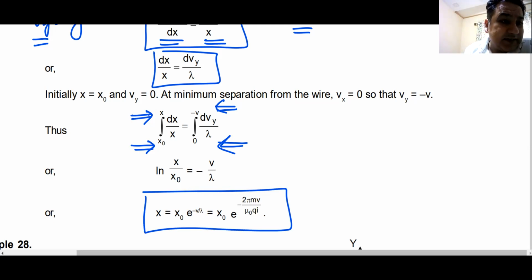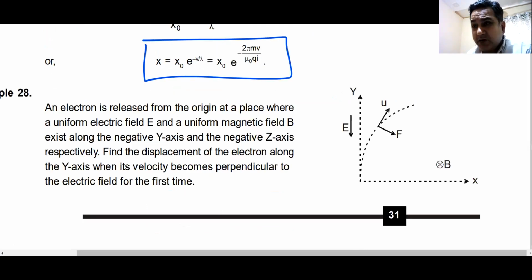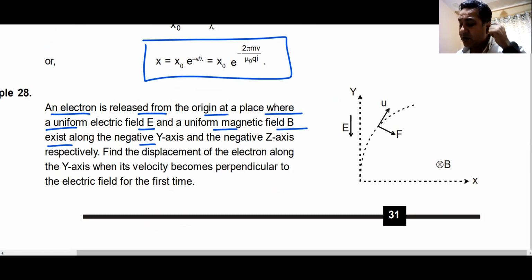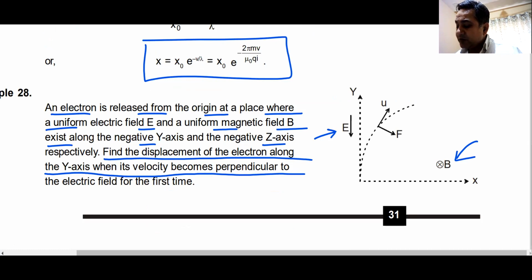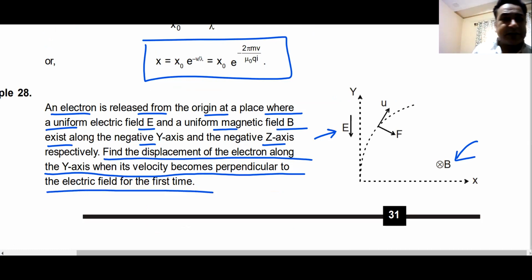Now, this is the question that we have talked about so many times. An electron is released from the origin at a place where a uniform electric field and uniform magnetic field exist along negative y and negative z axis. So this is negative z, this is negative y. Find the displacement of the electron along the y axis when its velocity first becomes perpendicular to the electric field for the first time. So this particle starts from rest at this point. E and B are perpendicular to each other.